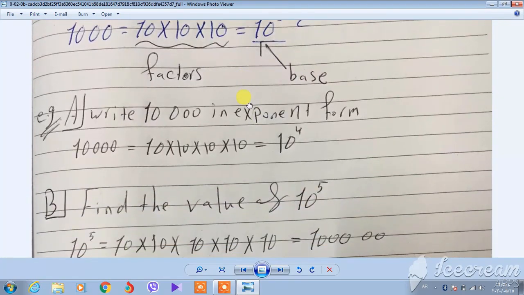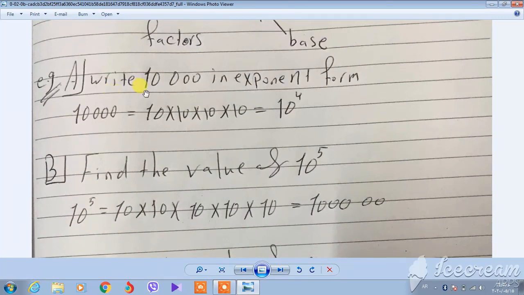And we have more examples. I write 10,000 in exponent form. How can I write 10,000 in exponent form? It means because you have 4 zeros, we have 10 times 10 times 10 times 10, repeated 4 times, 1, 2, 3, 4. And if you write the exponent, we have 4 in the exponent.